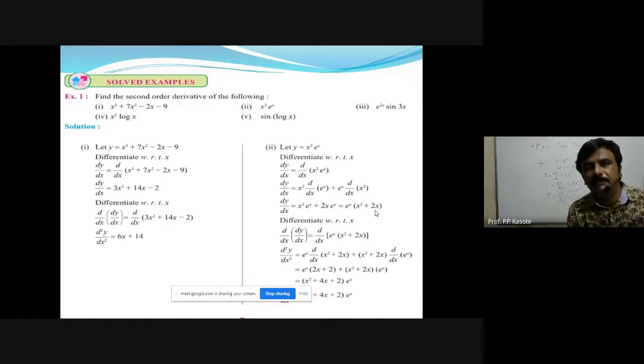The question is, can we differentiate it one more time? The answer is yes, we can differentiate it. Let us differentiate it one more time.